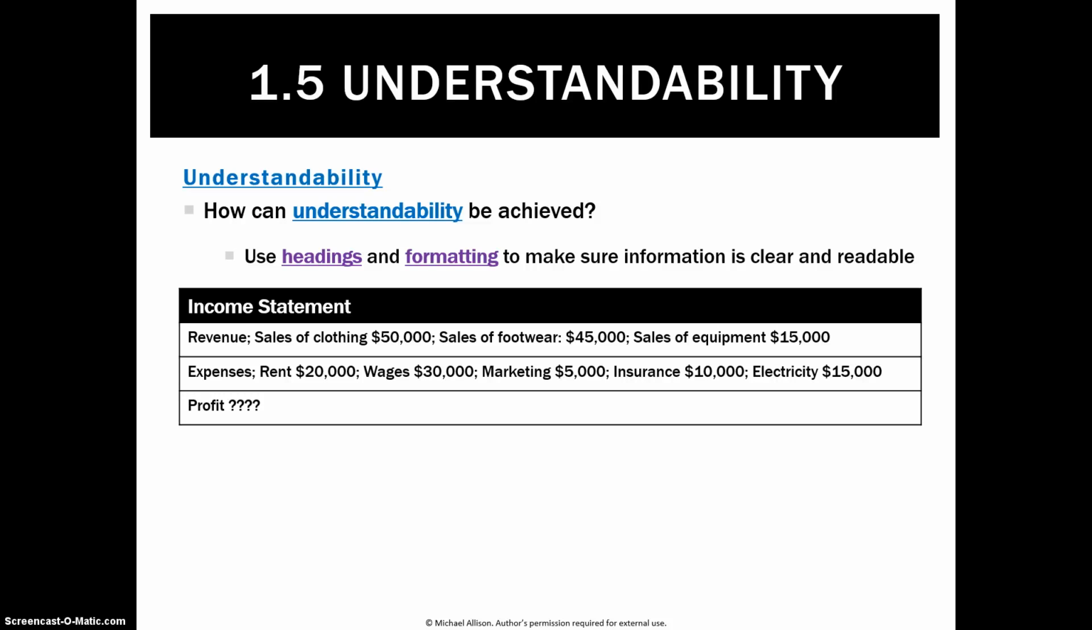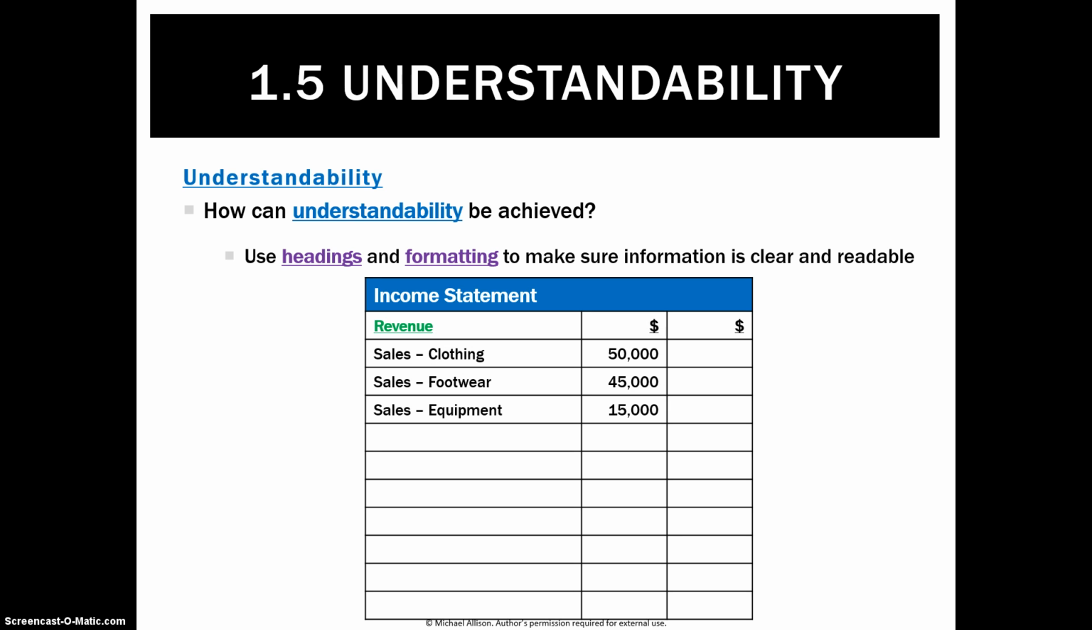So for example, here's an income statement that is set out terribly. We've got our revenues on the top, our sales, we've got our expenses, our rent and wages and so on. And then determining profit is quite difficult there. Look, all the information you need is there. There's nothing wrong with it from a "is it complete" standpoint. It actually is. But what we do in reality is we use headings and formatting to set this out in a much more understandable fashion.